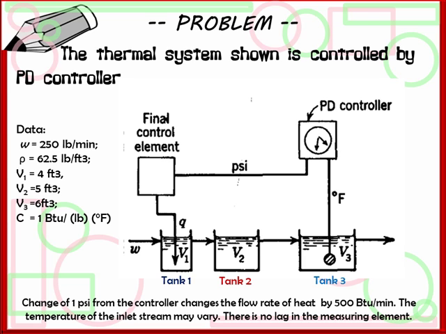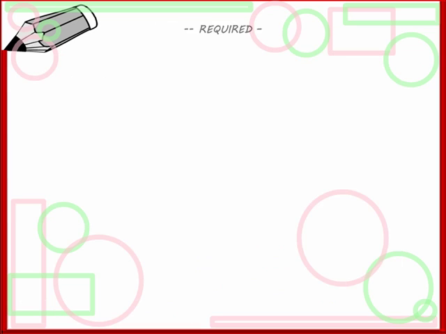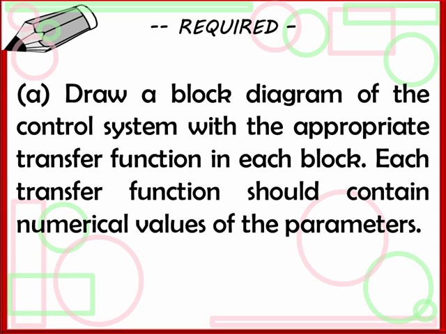The temperature of the inlet stream may vary and there is no lag in the measuring element. These conditions must be noted for it would be helpful in establishing the energy balance. What we are required in this problem are the following. First, draw a block diagram of a control system with the appropriate transfer function in each block. Each transfer function should contain numerical values of the parameters.